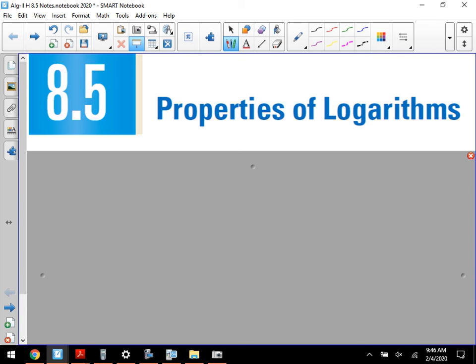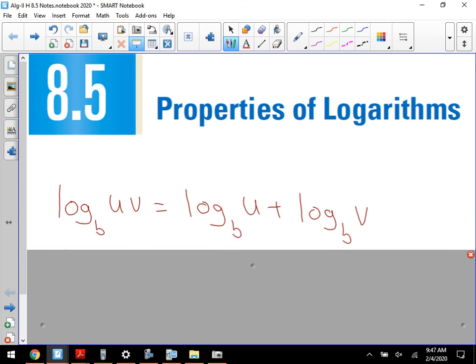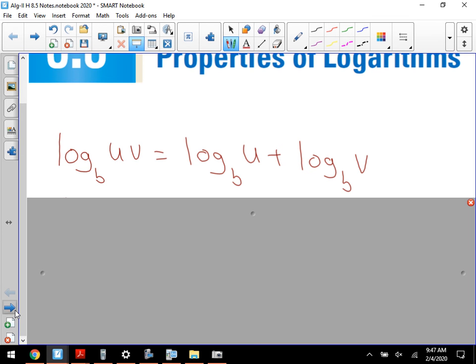So we had those other two properties. So here's what's going to happen. Today we're going to talk about ways of rewriting logarithms. A lot of times we can rewrite them to help simplify them easier. One of the ones that we look at is we can take a logarithm. Now, this sounds weird, but what this is saying is the log base b of u times v, and I can split that into two separate logs.